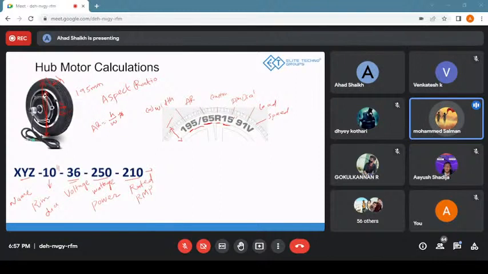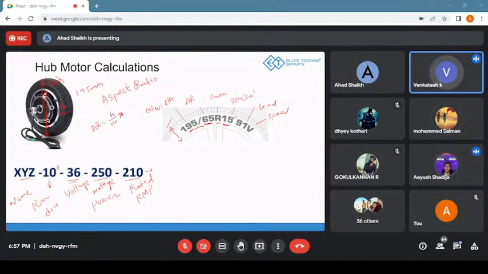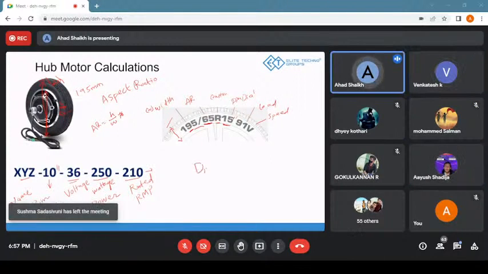Sir, 2 into aspect ratio into rim dia. We can calculate the height through the aspect ratio, then add the rim diameter plus twice the tire section height. Exactly. So we have to calculate the rim dia, which is already there. We just have to convert it from inches to meters.